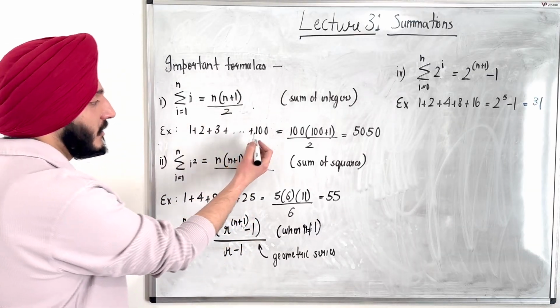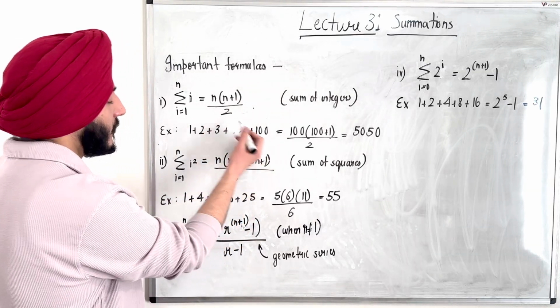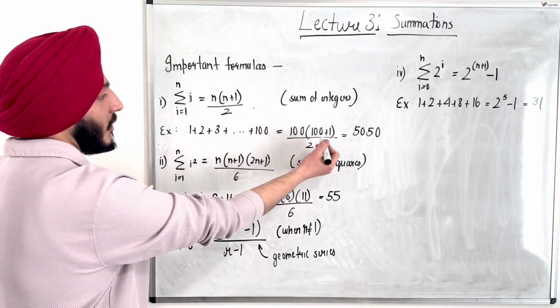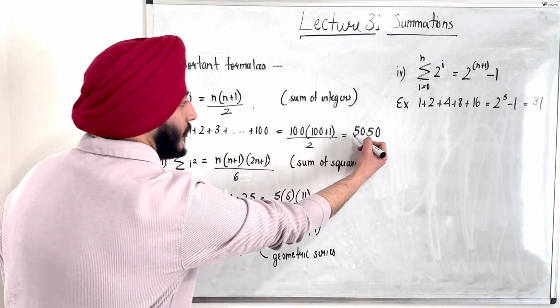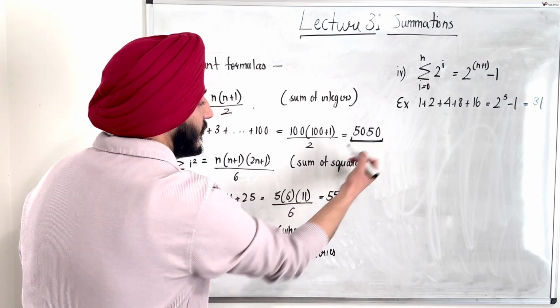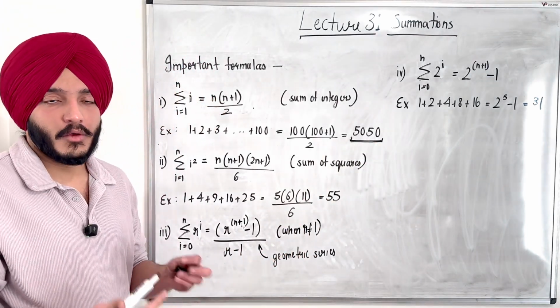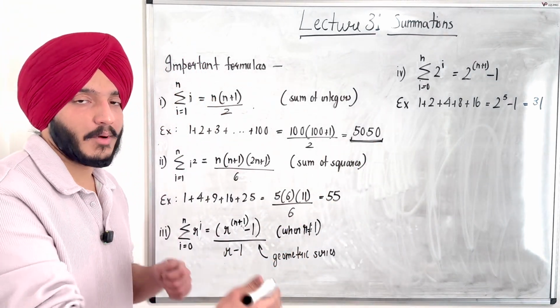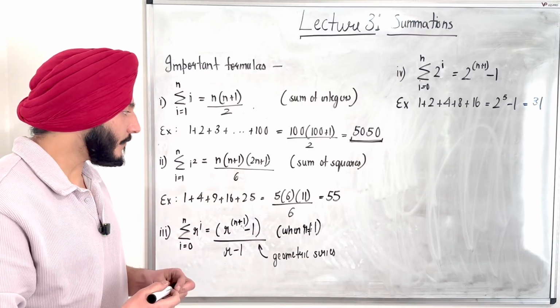So I see, okay, we have 100 values, n is 100, n plus 1 would be 101 divided by 2 would give me the entire sum. So it's simply an equation that I can use directly. I don't have to actually sum up all those values myself.